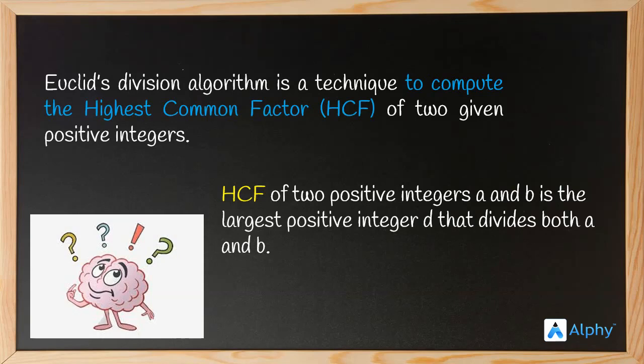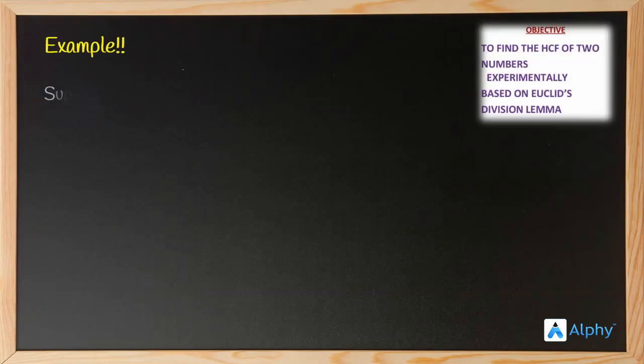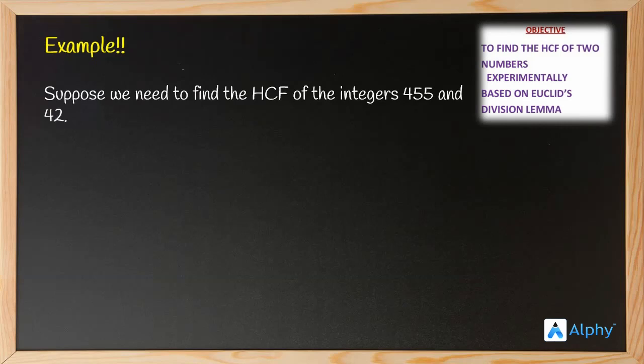So HCF you might already be familiar with, and we're going to use Euclid's division algorithm to calculate the HCF of two numbers. So let's see that. Example. Suppose we need to find the HCF of the integers 455 and 42. So we need to find the HCF of both these numbers. So let's see how we are going to do that.